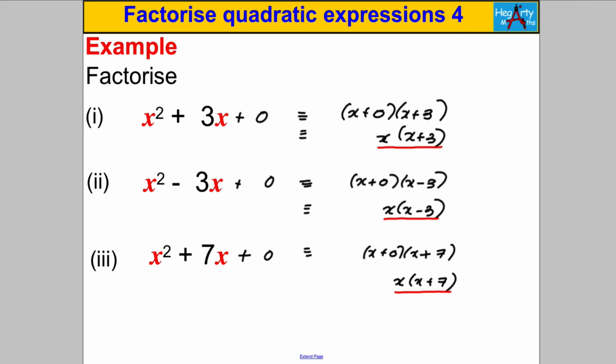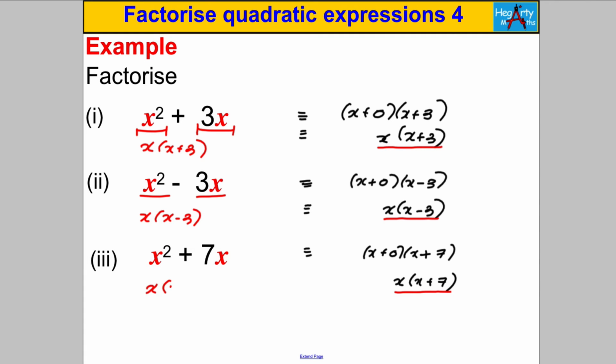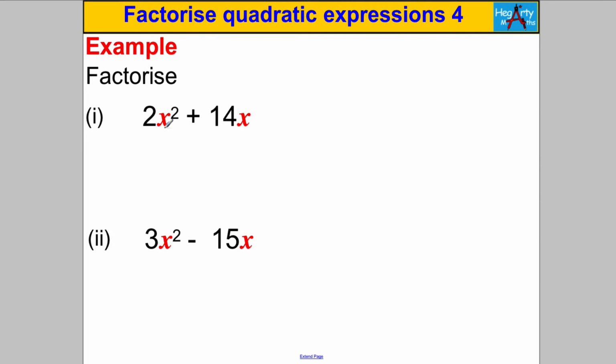When I see this without the 0, I don't bother putting it in, and I just think of this as a special case where this has got a common factor of x, this has x, so I just write it as x plus 3. Here I just see there's a common factor of x there and x there, so I just say x subtract 3. Similarly here I just write x add 7 as quick as a flash. But just to show you both methods work, whichever one you like the best. Pause the video and have a go at these ones.